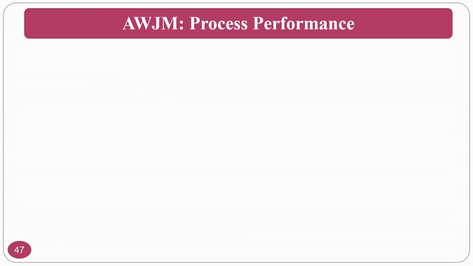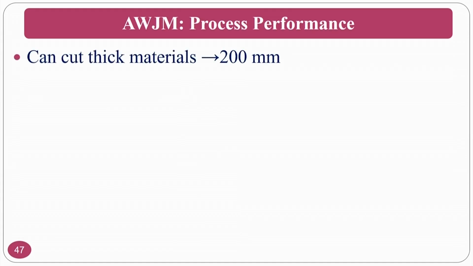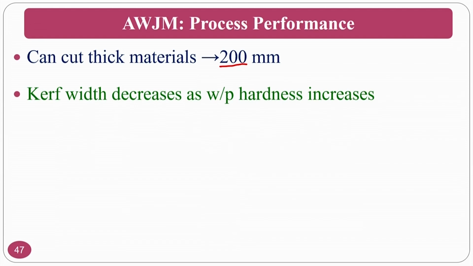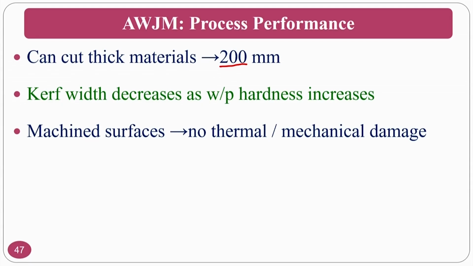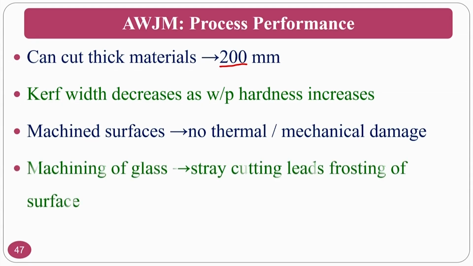The process performance of abrasive water jet machining: it can cut thick materials of about 200 mm, which is a good amount of depth of cut. Kerf width decreases with workpiece hardness increment. That means if the workpiece hardness increases, the kerf width decreases. And the machined surface has no thermal and mechanical damage, because there is no heat generation. In machining of glass, stray cutting normally leads to frosting of the surface. That means you can make some surface texture along with the machining.